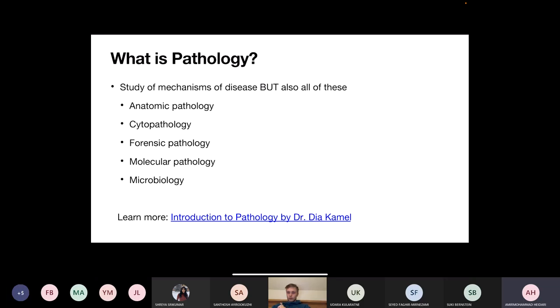So to begin with, I want to discuss what is pathology. So it's basically the study of mechanisms of disease, but also all of these things that I've listed here. So we have anatomical pathology, which mostly deals with tissues and looks at tissues under microscopy. So histology, histopathology is under that. Cytopathology is the study of fluids mostly, under microscopy. Forensic pathology, that I think has in its name the purpose of it. And molecular pathology is a newly emerging area where you look at genes and how genes are turned on and off in certain diseases. And microbiology is also a part of pathology. I didn't know that, but it is a part of pathology.